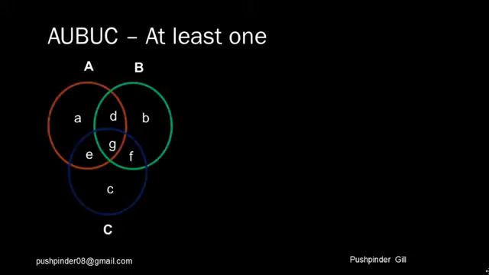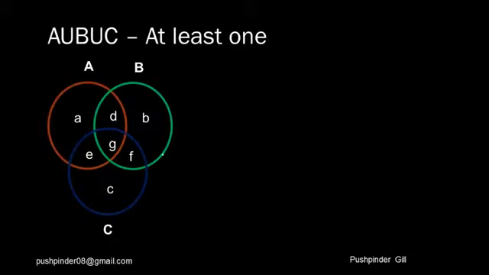Now what is at least 1? What if these individual values are not given to you? At least 1 comprises all the areas, this, and this. So let us calculate how to calculate at least 1. I'm not asking you to cram this formula, I'm showing you how to derive it, because you can derive it on your own in your exam as well.